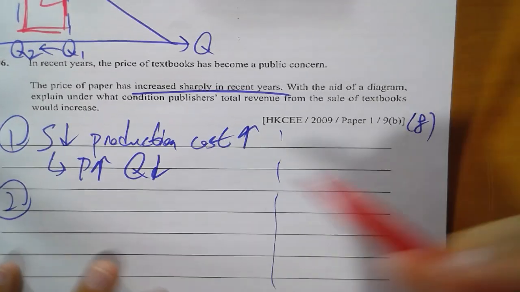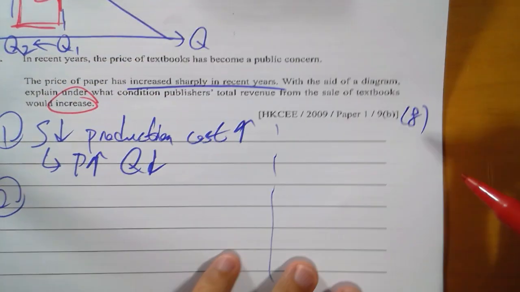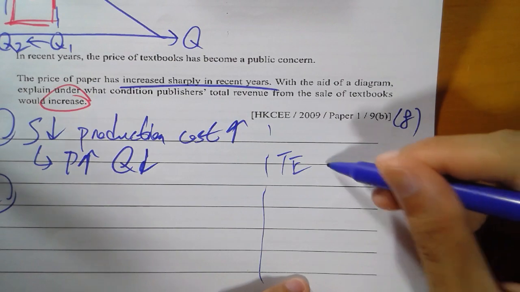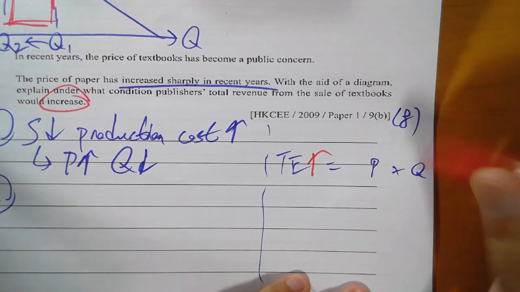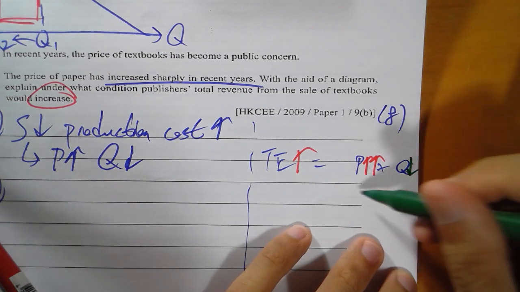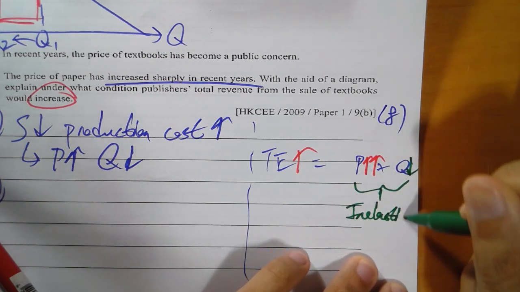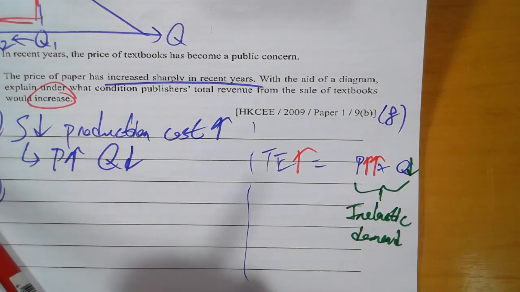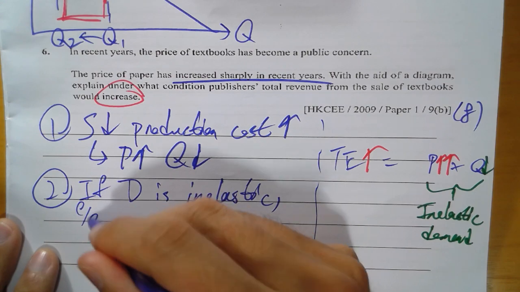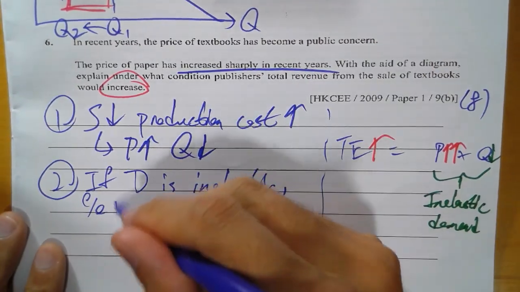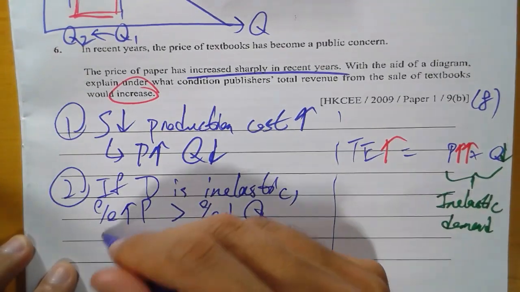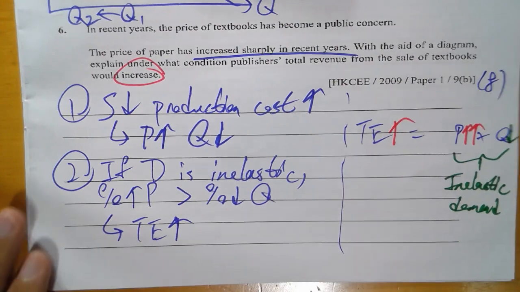我哋做咗 logic 先啊。The question requires an increase in TE, right? 係咪啊? TE equals P times Q. We need TE to increase. We also know price increases. So to balance out, this guy has to move slower. We call this inelastic demand. Then you can continue to write: if demand is inelastic, then the percentage increase in price would be bigger than the percentage decrease in quantity, resulting in higher TE. Okay, that would be the explanation.